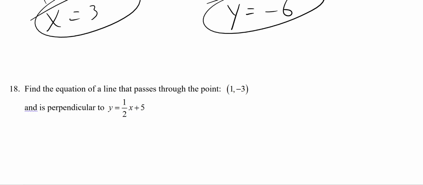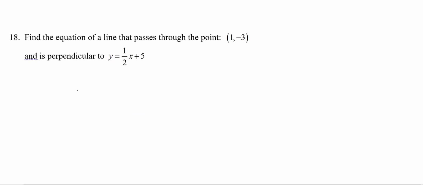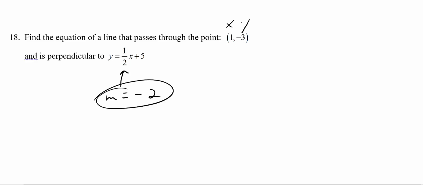Okay, last problem. Find the equation of a line passing through 1, negative 3 that is perpendicular to this equation. So here's the deal. It's perpendicular, so what's my new slope? You flip it, you get 2, and change the sign. So slope is negative 2. Okay, and there's your x and there's your y. So we have to find b.